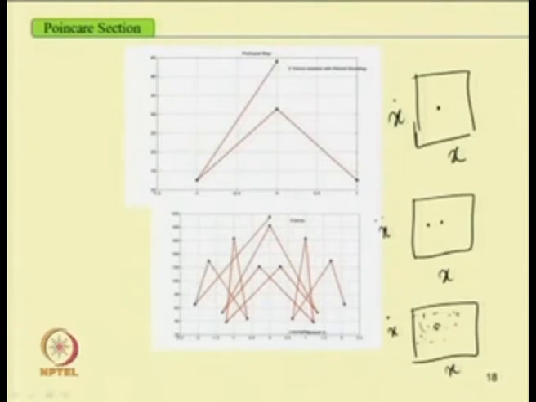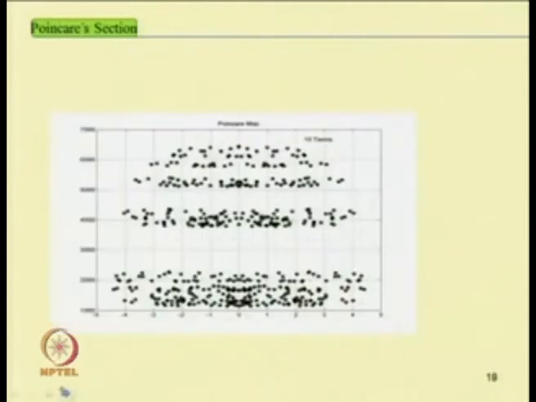So, the whole space will be filled up with these dots. So, these dots represent the Poincare section of the system. We will study the Poincare section later in detail. So, this represents a chaotic solution.